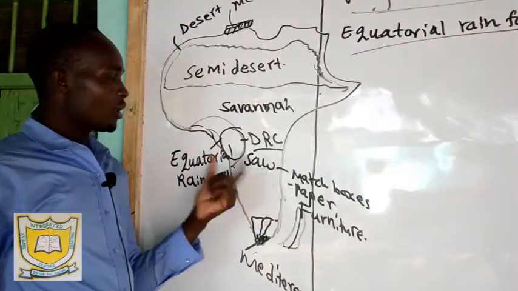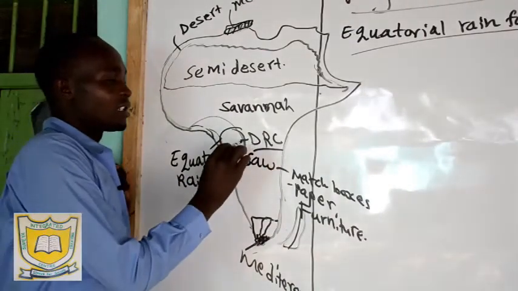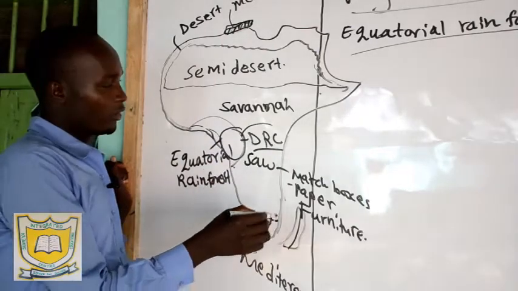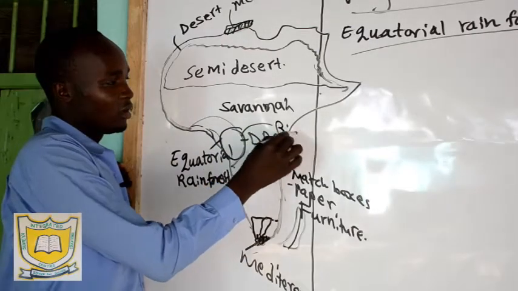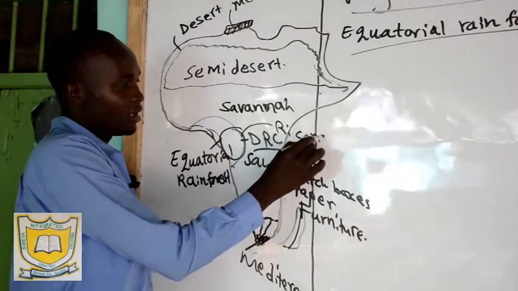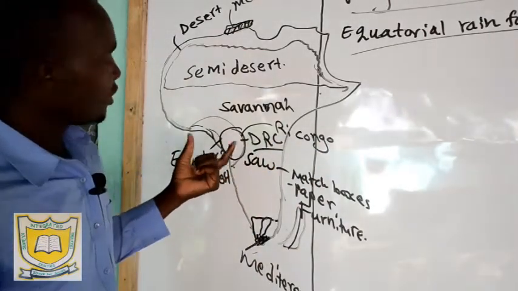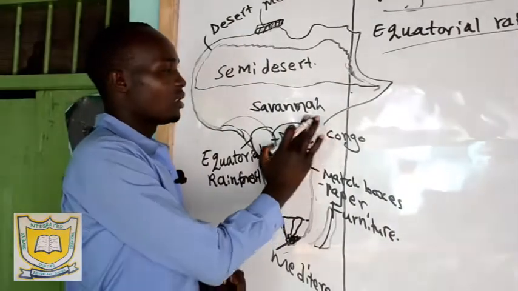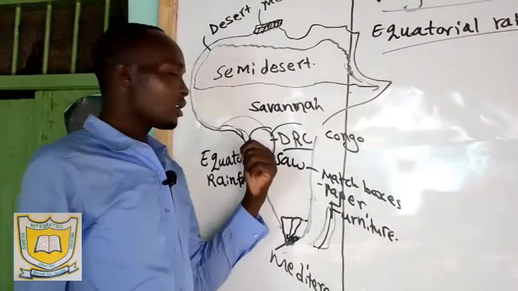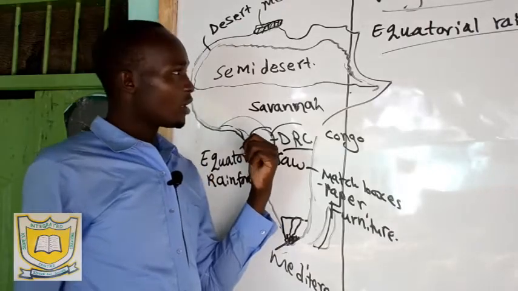Remember also this forest is the one that holds one of the largest rivers in Africa with the largest volume of water, that is River Congo. River Congo is found somewhere here. You'll find that because of this thick forest here, it provides a large amount of water. So we want to look at the characteristics of this forest here.